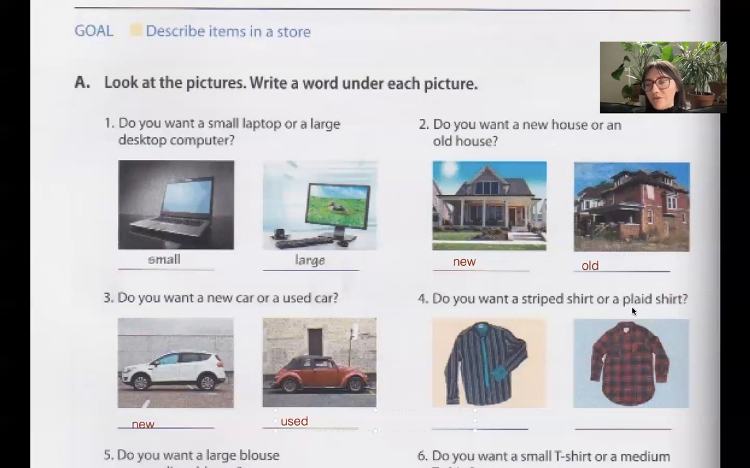Do you want a striped shirt or a plaid shirt? So this word, it looks like plaid, right? A-I-A, but it's pronounced plaid. So we have a striped shirt, and then we have a plaid shirt. Okay, so we labeled those, right? Small, large, new, old, new, used, right? Striped, plaid. Okay, and let's keep going down and look at these ones.